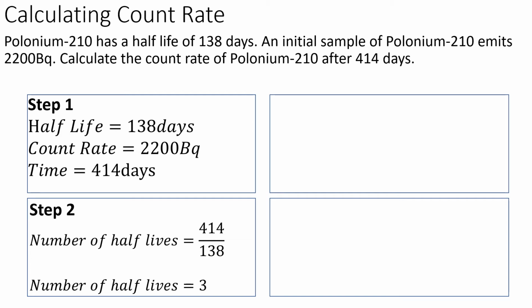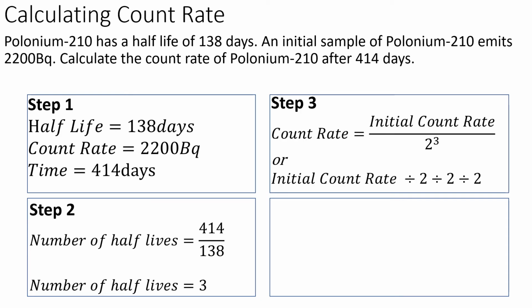That means we're going to be taking that number, 2,200, and we're going to halve it 3 times. You can either do that with the equation, count rate equals initial count rate divided by 2 to the power of 3, or you can simply put the initial count rate in your calculator and divide it by 2 3 times in a row. This will give us an answer of 275 becquerels.